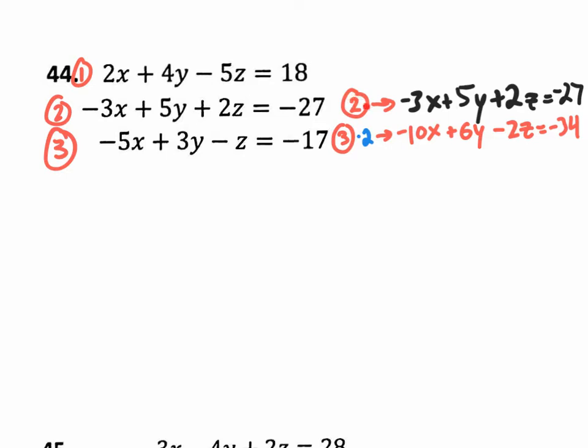Oh, I wrote down a 2 with the arrow. That just means I rewrote equation number 2. I got number 3 and I multiplied it by 2. That's the modification I'm doing in number 3. I'm multiplying everything by 2.